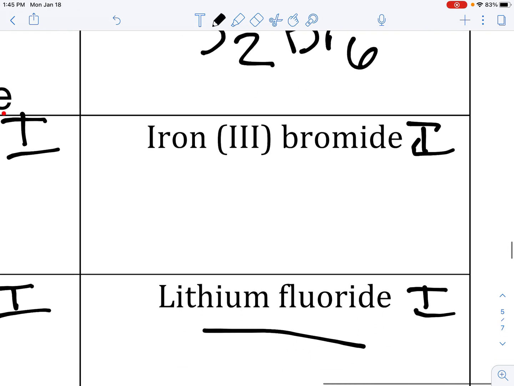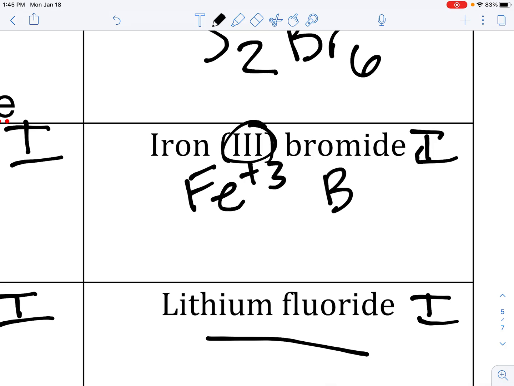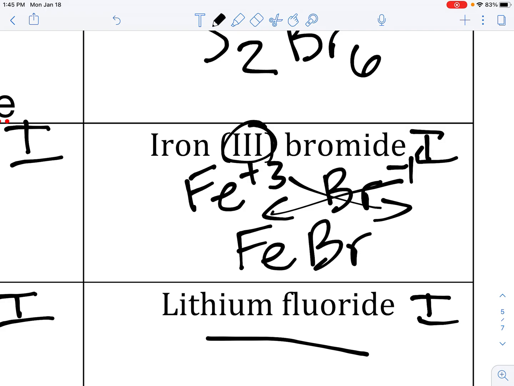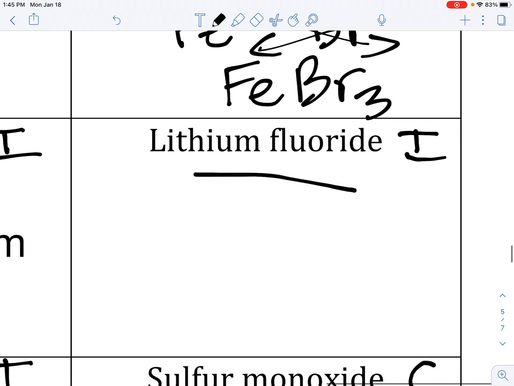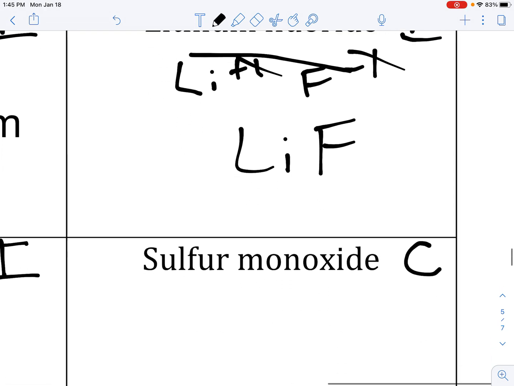Okay, iron is a metal, so here I have to crisscross. So iron is Fe, it's a +3, that's what this tells me. And then bromine, Br is -1. When I crisscross, I just get FeBr3, you don't write ones. Lithium fluoride is also ionic. So that means crisscross because lithium's a metal. Li is a 1, F is a 1, like charges cancel. I just get LiF.